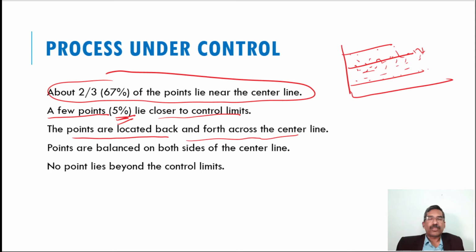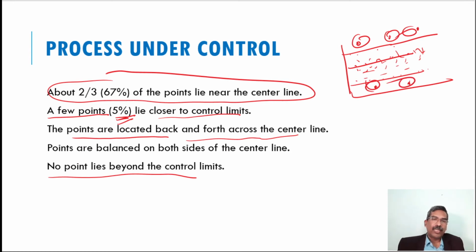If there is only one side, then we can say that there is something wrong and we should check the process. However, this subgroup is not out of control in terms of the limits, but the process may go out of control, so we should check the process. Now, no points lie beyond the control limit. No points should lie beyond the control limit. If any points are beyond the control limit, that means this is out of control, and we should check the process.